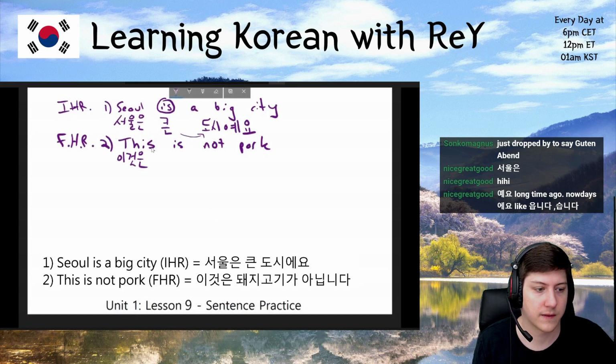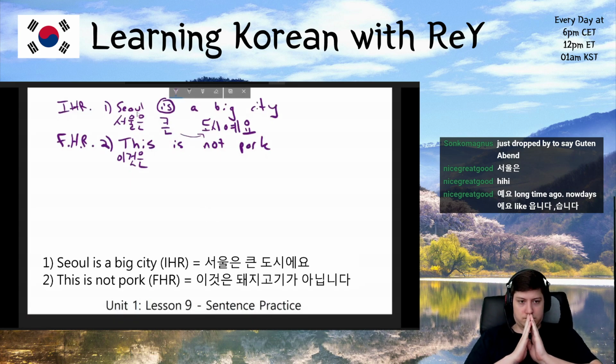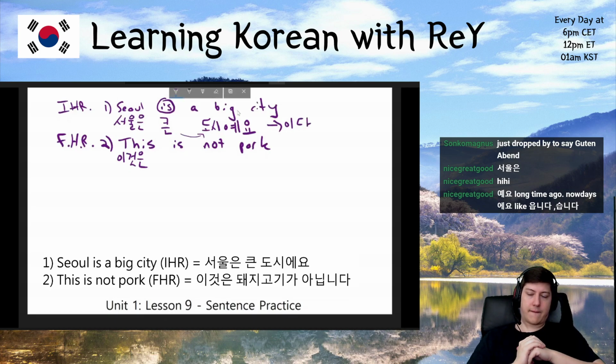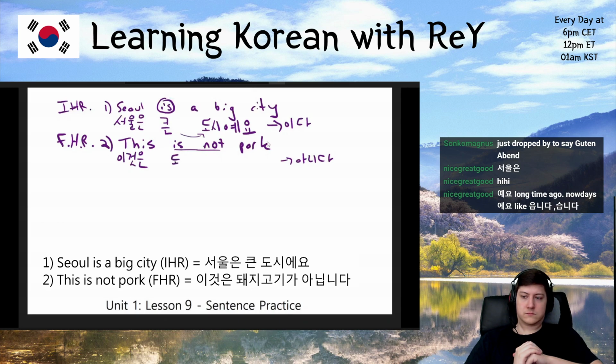Okay. Now, I want to say that it's not something. In this first sentence, I indicated that it is something using the word ida. However, in this sentence, because I'm saying that it's not something, I want to use the word anida. So I'm going to have that as the final word in this sentence. But let's first indicate what this thing is not by using the word for pork. 돼지 means pig, and gogi means meat. So 돼지 gogi simply means pig meat, or in English we would translate that to pork.